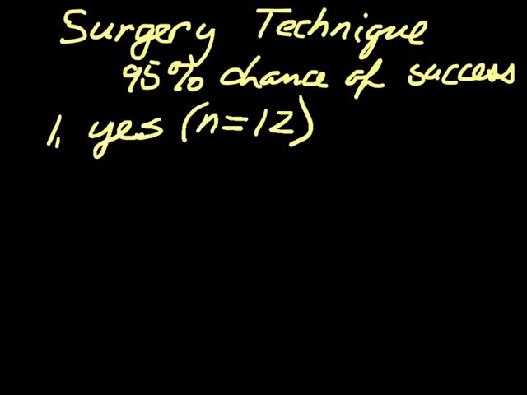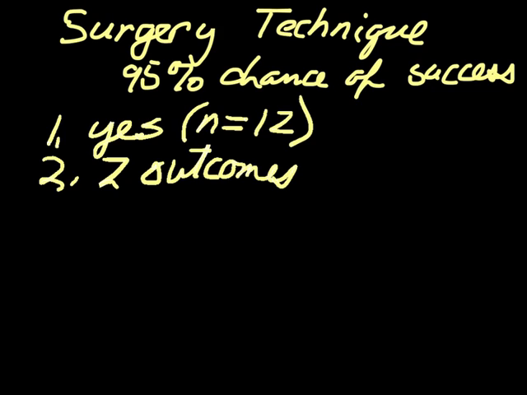Alright? Number 2, are there only 2 outcomes? And the answer is yes. Either the surgery is successful, or the surgery is unsuccessful. Which means that the person died on the operating table or something horrible like that. But anyway, again, there are 2 outcomes.